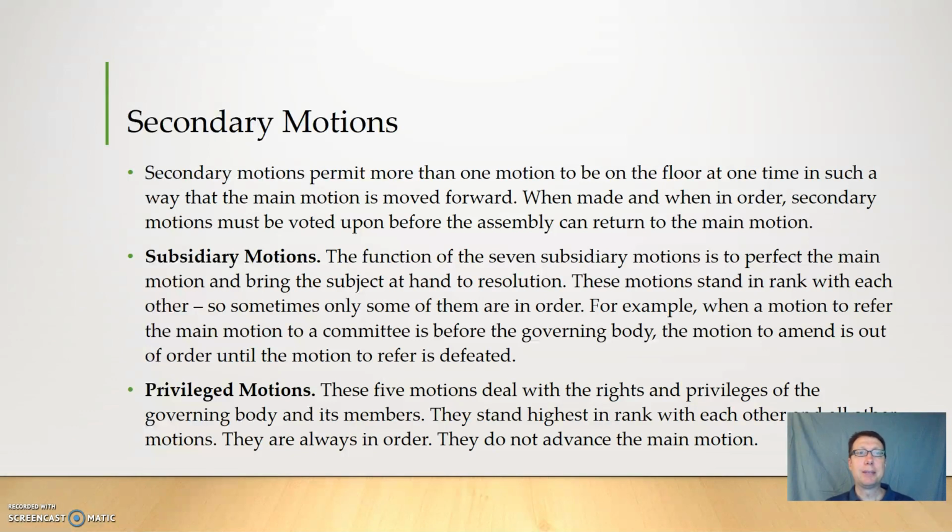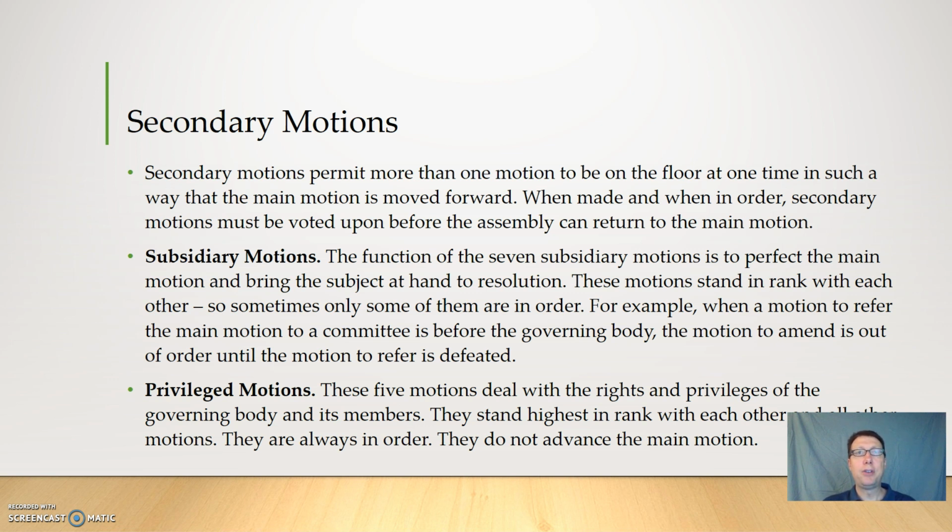So you've got subsidiary motions and privileged motions. Subsidiary motions, there's 7 of them. They perfect, which means improve, get ready for a vote. The main motion, bring the subject at hand to resolution. They have a rank, and so you have to move up and down a ladder for them. A motion to refer the main motion to committee, then you can't amend it. And that's to keep things in order.